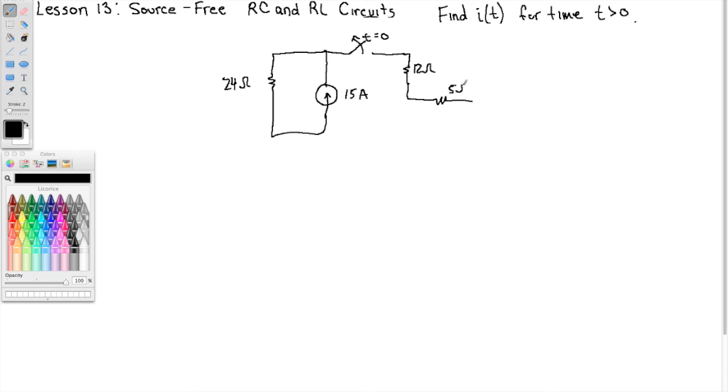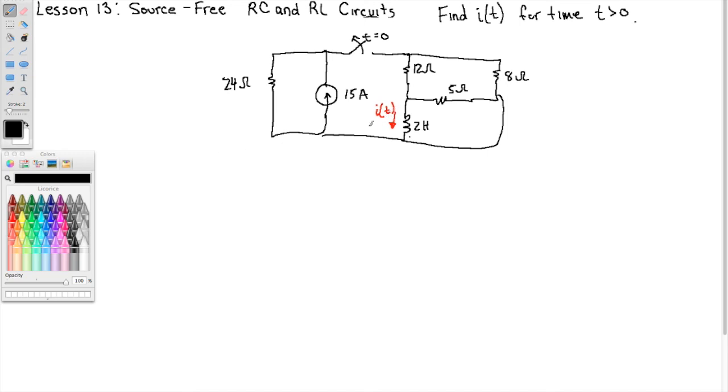And then we'll have a 12 ohm resistor, 5 ohm resistor, and here is our inductor of 2 Henry. And an 8 ohm resistor here. Okay, and the current we're looking for is the inductor current, i of t. All right, so we're going to find i of t for time greater than 0. Okay, first thing we need to do is find the initial value.